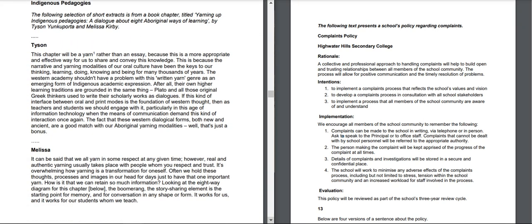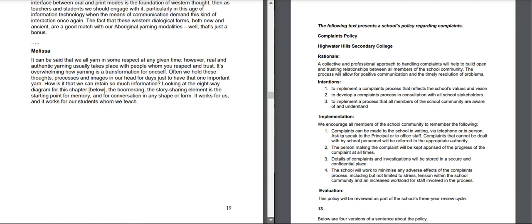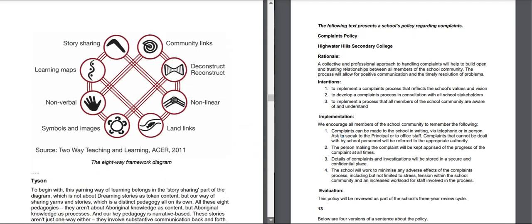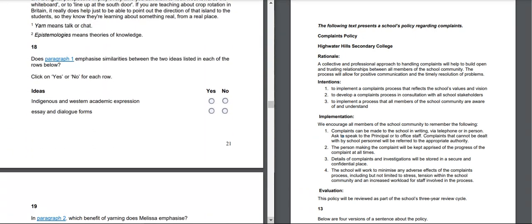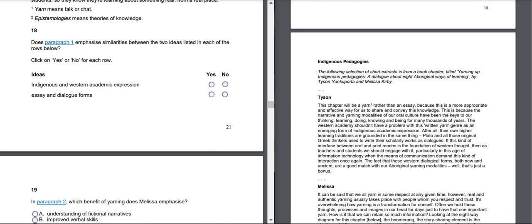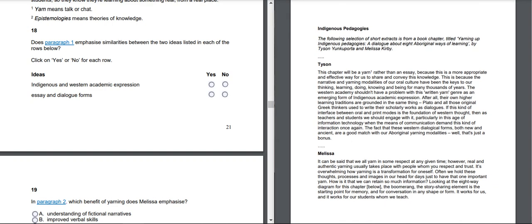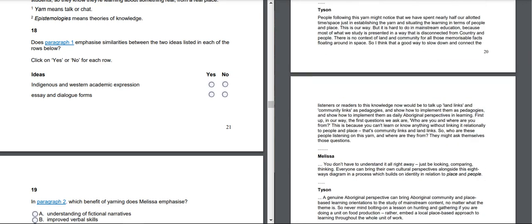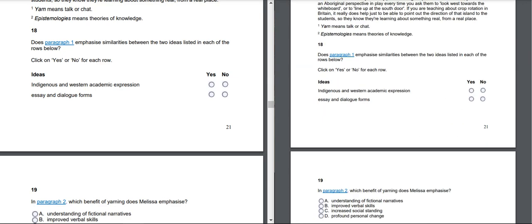Now the last couple of questions before we stop this video, because I can't have it go too long. So question 18. Does paragraph 1 emphasize similarities between the two ideas listed in each of the rows below? So I'll read paragraph 1. Tyson. This chapter will be a yarn rather than an essay because, and by the way, yarn, it's got a number 1 there. It talks about what it is, which I'm guessing is a story of some sort. Yarn means talk or chat.